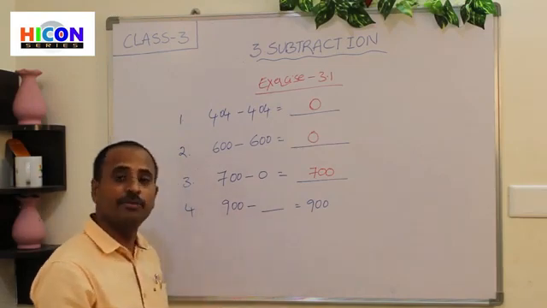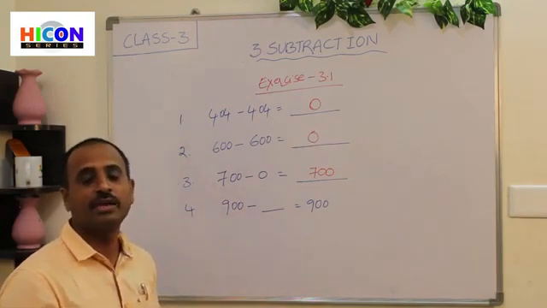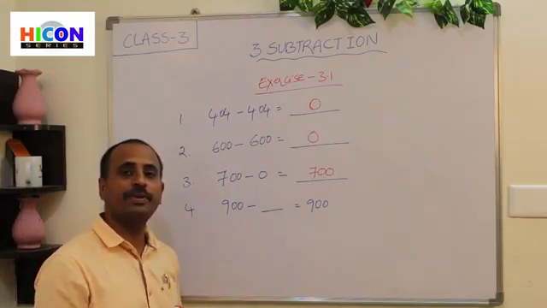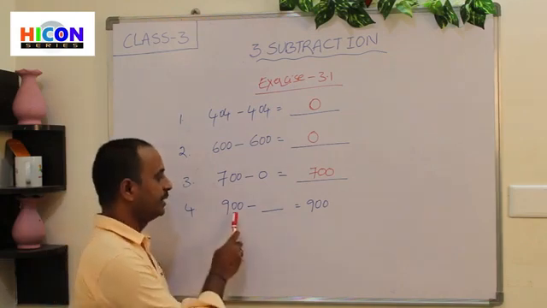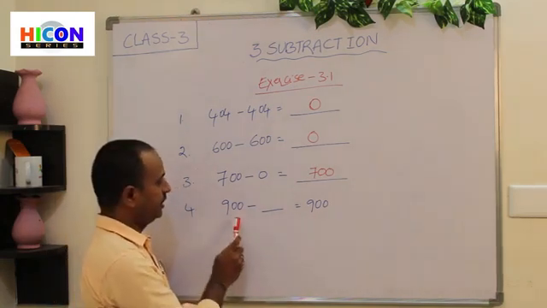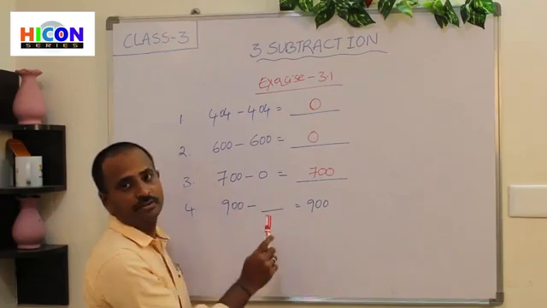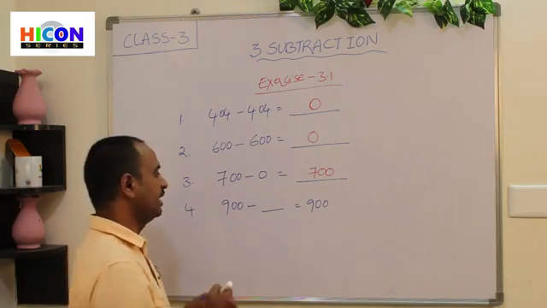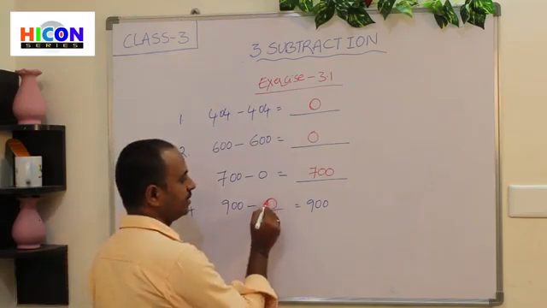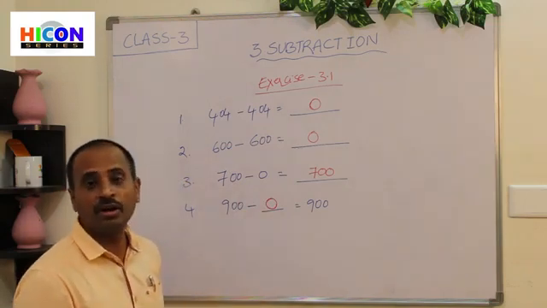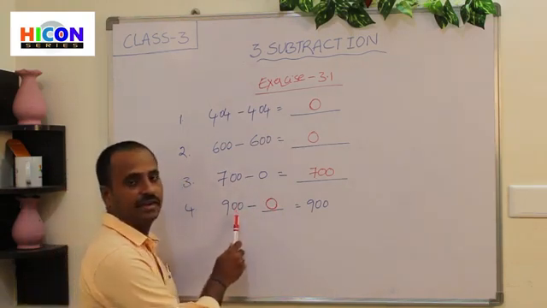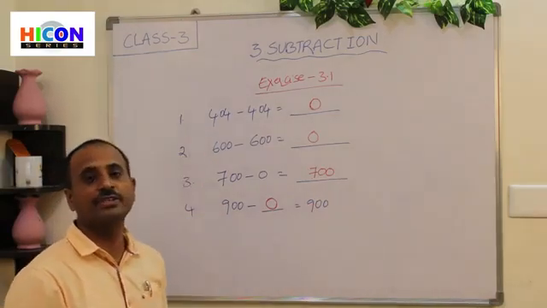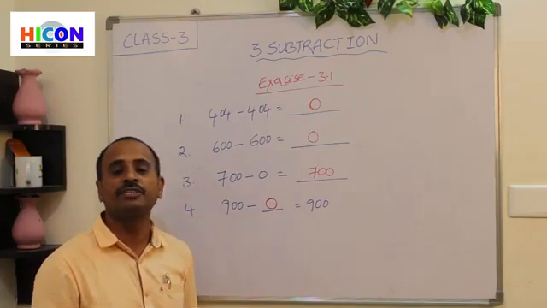So when do we get the same number? According to the properties of subtraction, if we subtract 0 from any number, we will get the same number. Here we have got the same 900. So write 0 in this blank. The answer is 0, because if we subtract 0 from 900, again we will get the same number. So children, these are some subtractions which are based on subtraction properties.